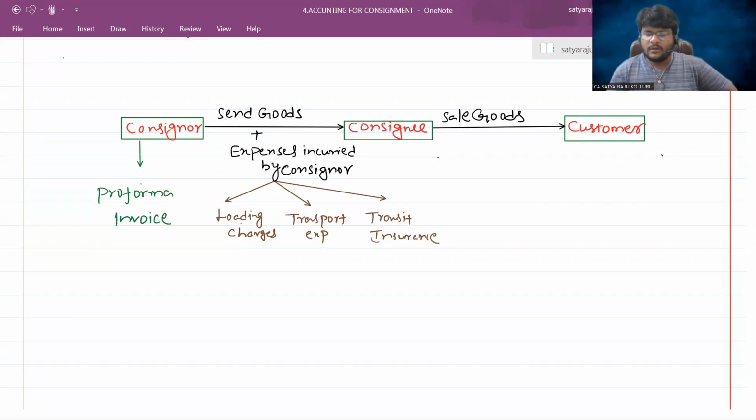Tell me, guys. Now the pro forma invoice is also like a sales invoice, but we should not call it a sales invoice. The reason is that here we are simply sending goods to the consignee, not in a seller-buyer relationship, but in a principal-agent relationship. That's why it is not treated as a sales invoice, but as a pro forma invoice. So the pro forma invoice needs to represent the items in the same manner as in the sales invoice.